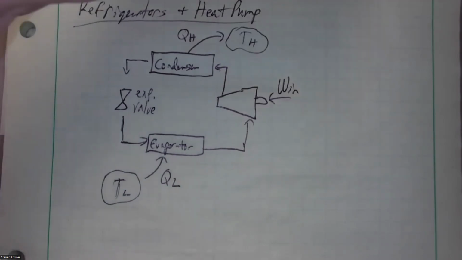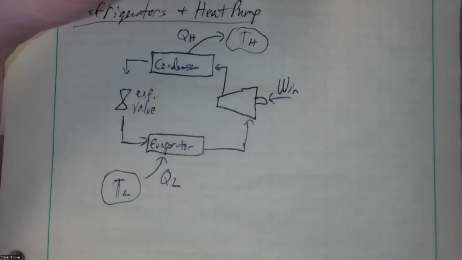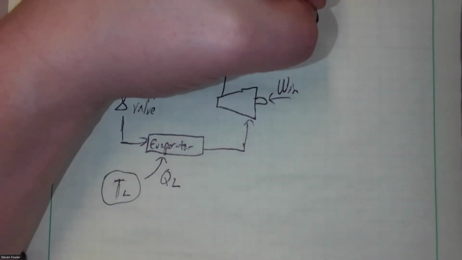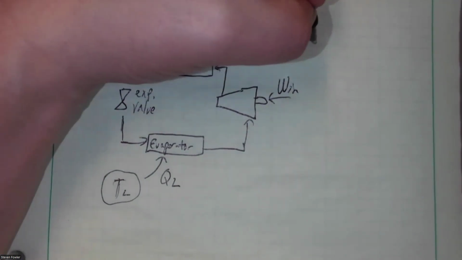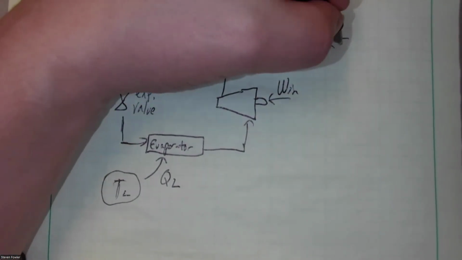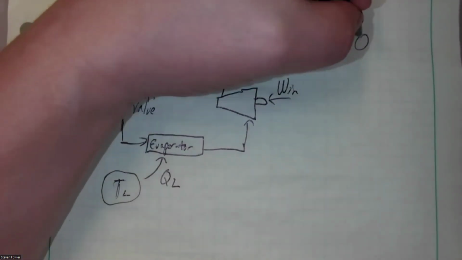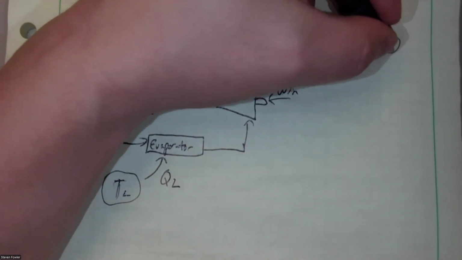So same device for both refrigerators and heat pumps. In both cases, your first law looks like this. What do we got? Your work in is going to equal basically your net heat out. That's going to be QH minus QL.